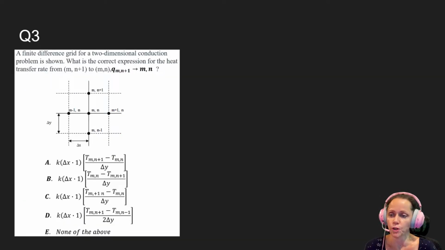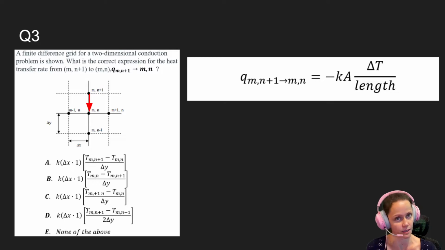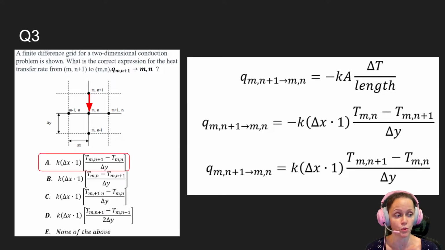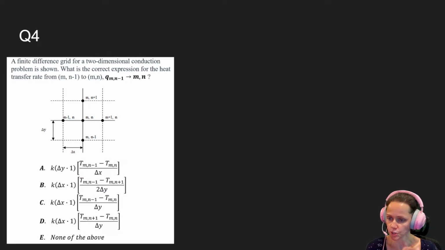Question 3, now we want to know the expression for the heat transfer rate from node Mn plus 1 to node Mn. So that's coming from the north up there. And again, this is Fourier's law. It's just making sure to keep what that area is, keep that straight. So that's option A.